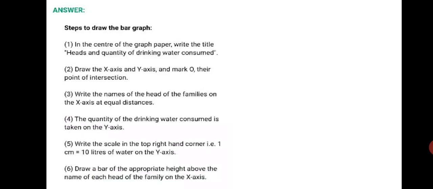Let's see the steps to draw the bar graph. First step, in the center of the graph paper, write the title. Now what title was given to us in the question? Heads of some families and the quantity of water used by them are given. So we can write heads and quantity of drinking water consumed.